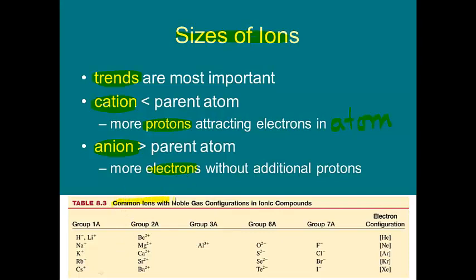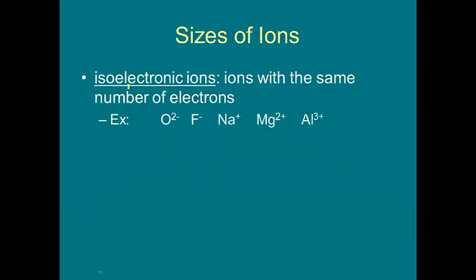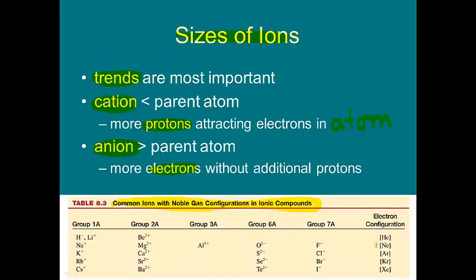These are things we've seen, but these are common ions with noble gas configurations. You've got your group 1s, lithium and sodium, group 2s, aluminum as a 3 plus, then your oxides and sulfides, and then your halogens, and they all have that shared common electron configuration. For sizes of ions, a new term this year is isoelectronic ions, which are ions with the same number of electrons. If you look back at the last slide, all of these right here have neon's configuration, and that's what we're going to talk about.